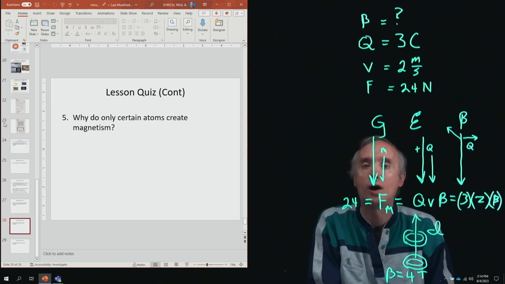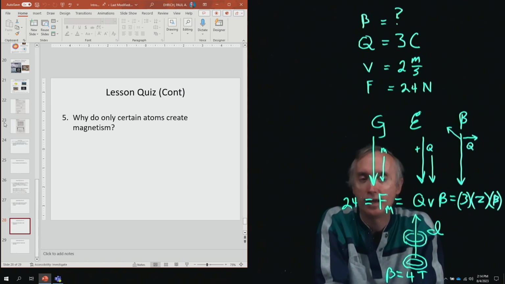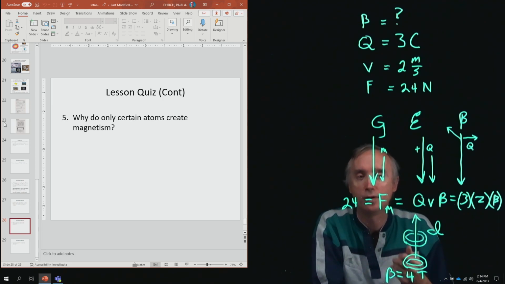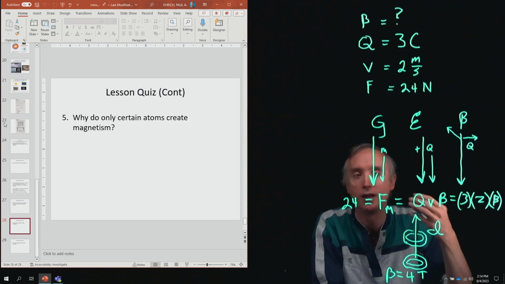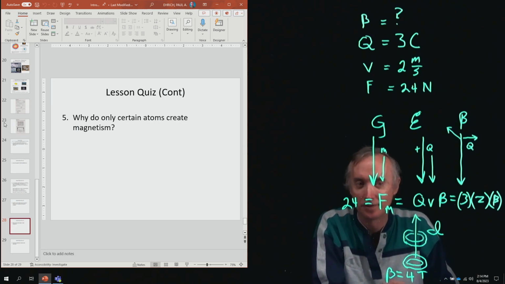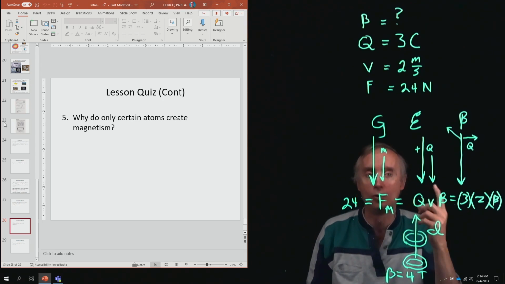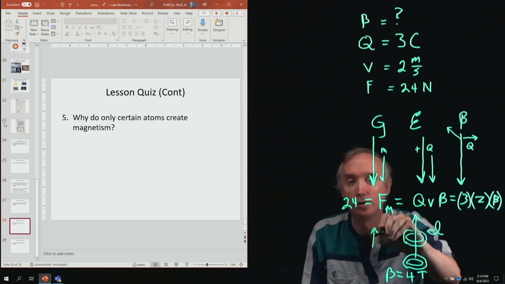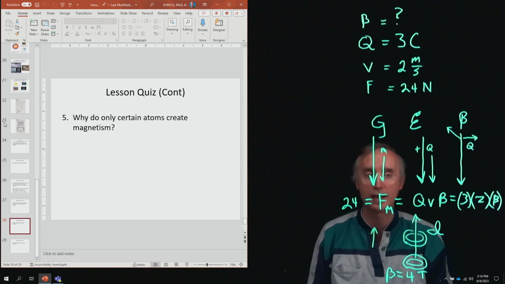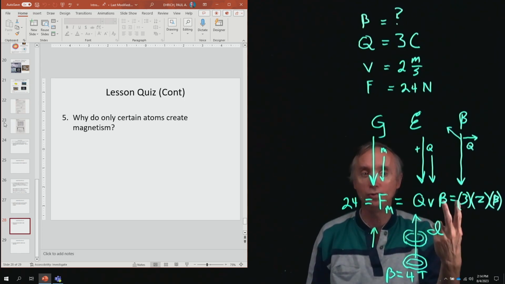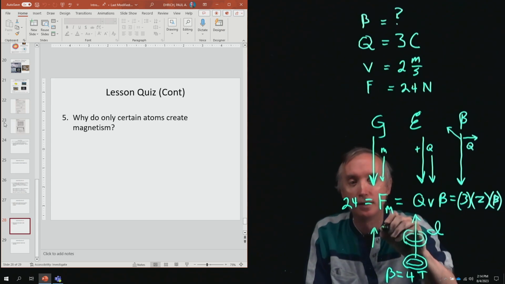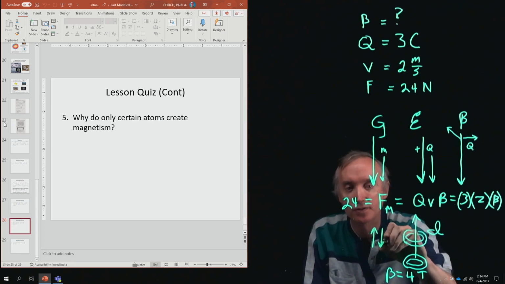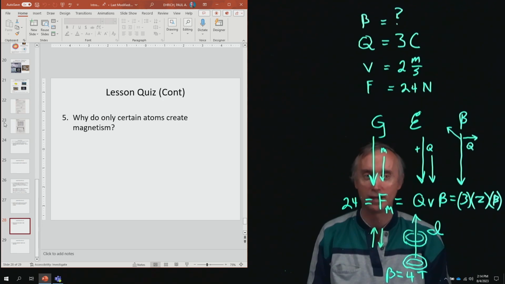Number 5, why do only certain atoms create magnetism? So we said the most important thing that creates the magnetism in an atom was the spin of its electrons. And so if you have only one electron, one outer electron, then it will produce a teeny tiny little magnet. But if you've got two valence electrons, then they will cancel each other, so you don't have any magnetism.